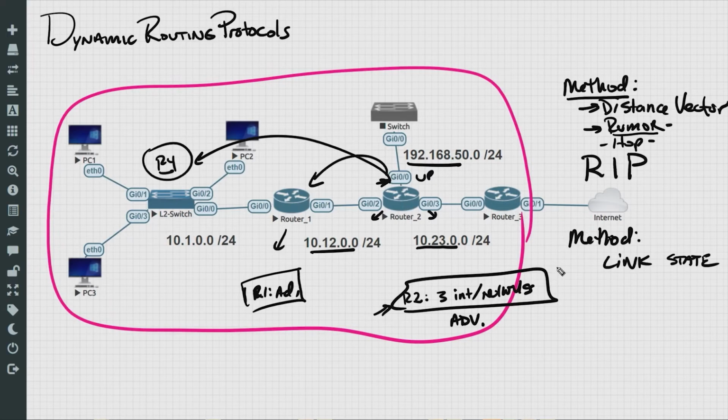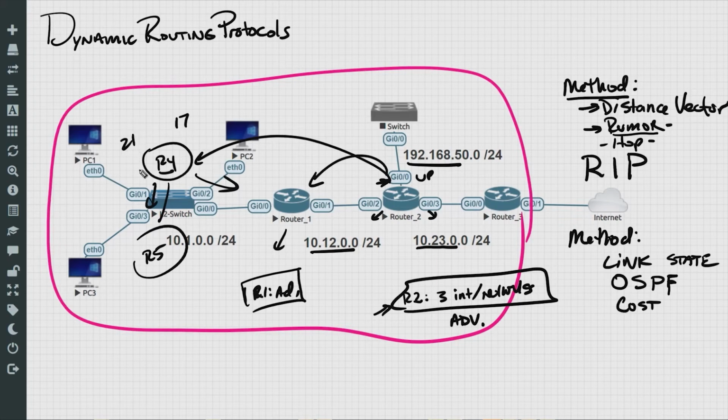An example of a link state routing protocol that's very popular in an organization would be OSPF. And for the metrics involved, instead of using hop counts, like how many routers we have to go across, OSPF, which is a link state routing protocol, uses a metric called cost. So if R4 had a couple of different paths to get to the 10.23 network, one going through R5 and the other one going through R1, and one had a cost of 17 and the other one had a cost of 21, R4, as it's considering those 2 routes, can go ahead and choose the one with the better cost and use that as opposed to the route with the higher cost.